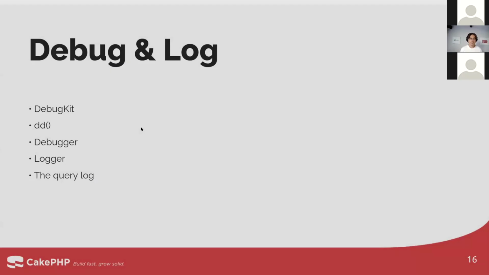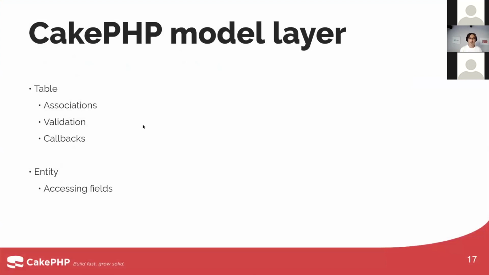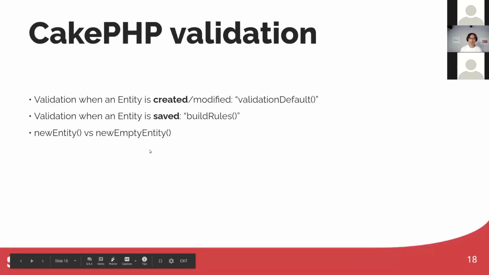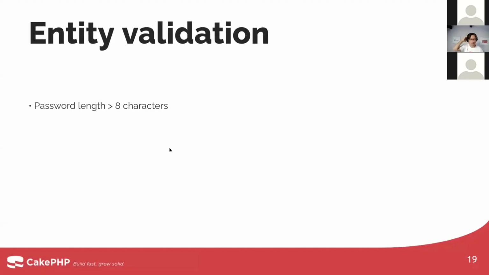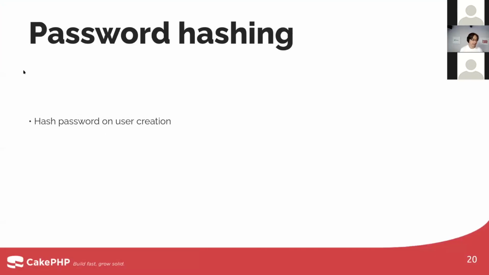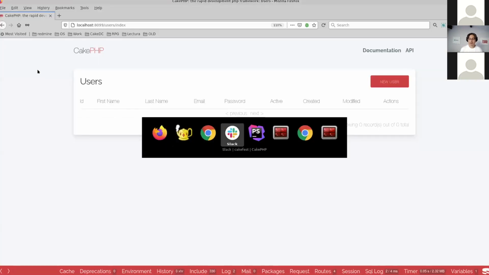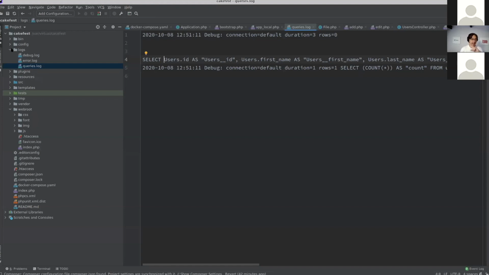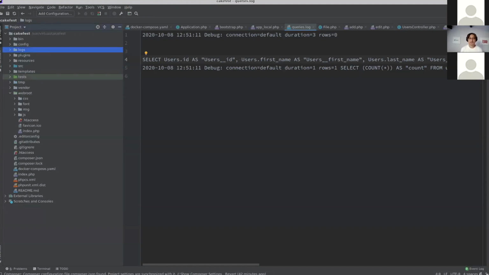As always, I'm going to talk very quickly about the model layer. We are going to add a validation rule for passwords, and then we're going to hash the password. Okay, so yeah, that's what I'm going to do. I will ensure here that our password has a specific length.